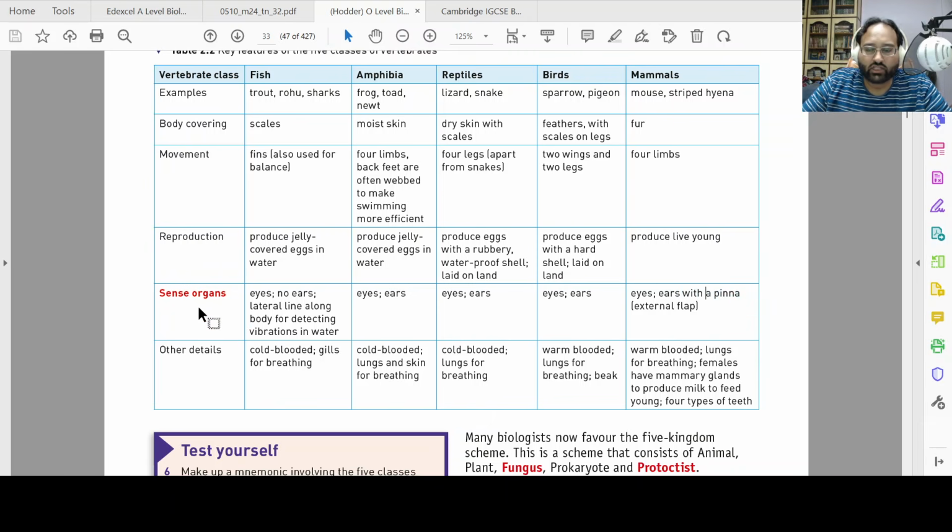Okay, anyway, let's not get sidetracked again. So they can detect vibrations in the water, and they are cold-blooded, and they have gills for breathing. So they don't have lungs, they have gills, right? So those are different.